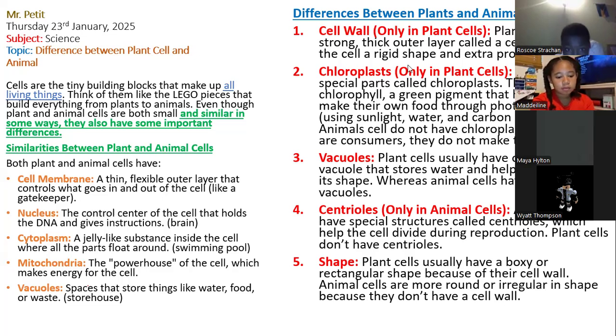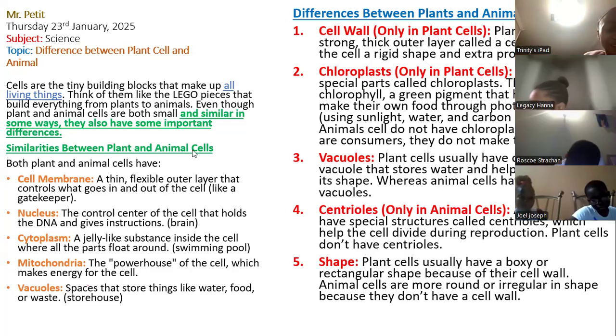All right. So let me ask the question again. Which shape is more rigid or rectangular in structure? Plant cells. Which one is more circular or has an irregular shape? Animal cells. Very good.